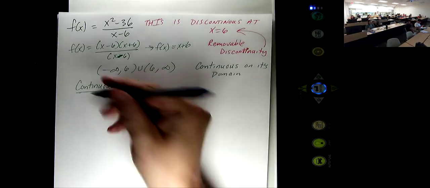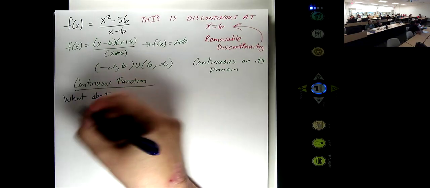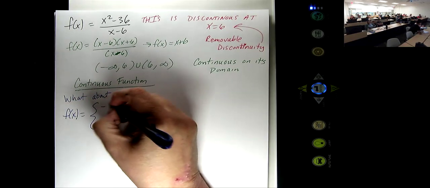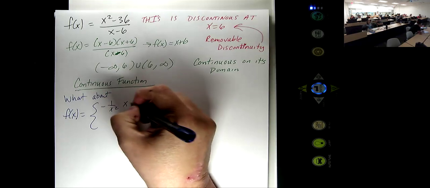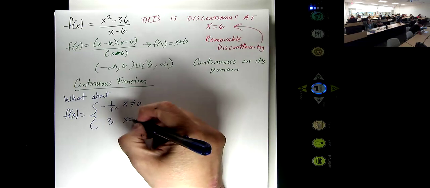Alright, so what about f of x equals negative 1 over x squared if x does not equal 0, and it equals 3 if x equals 0?